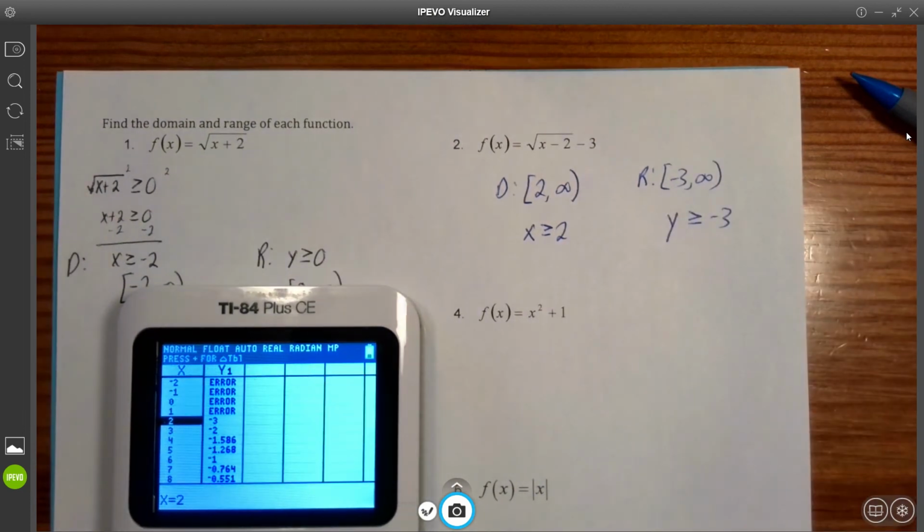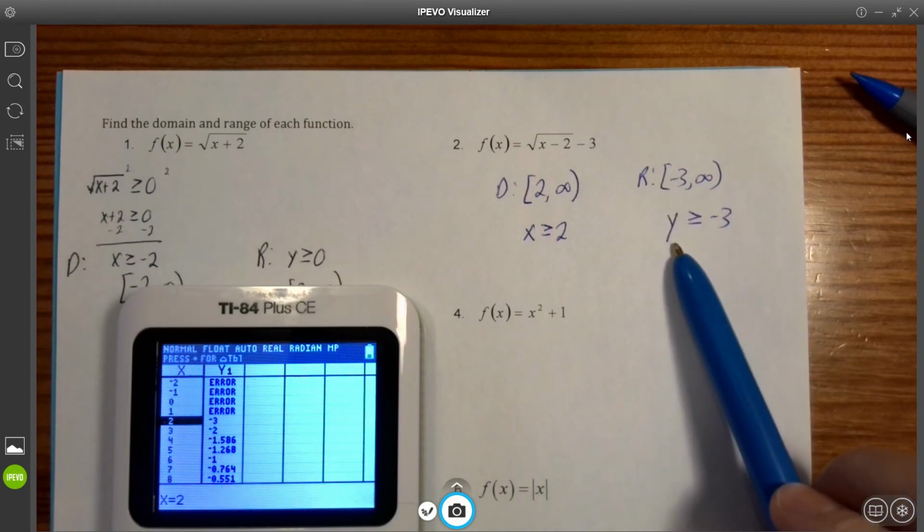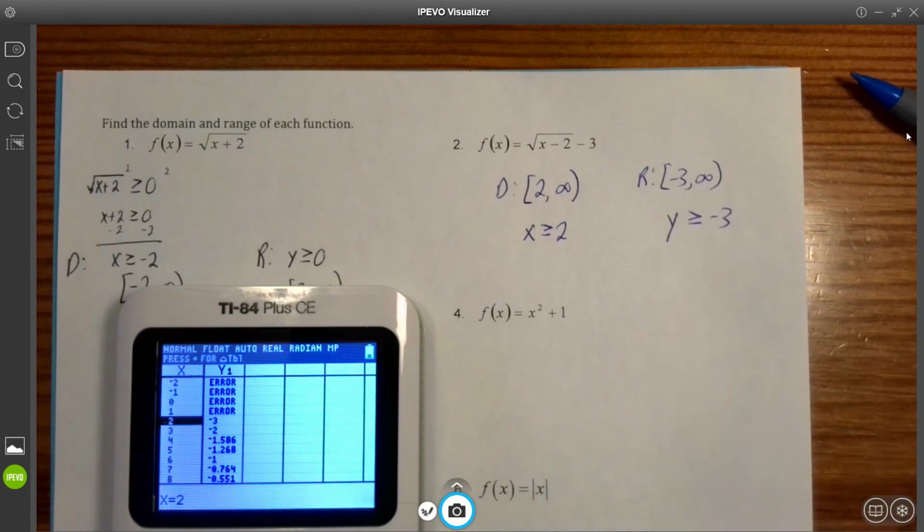Let me point out something here. A lot of times people get in such a habit of dealing with x's and talking about x values, and then when we're dealing with a range, we forget to put the y right here. This is a y thing. Range is y. You know that, I know that, but we just get in a habit of using x's.